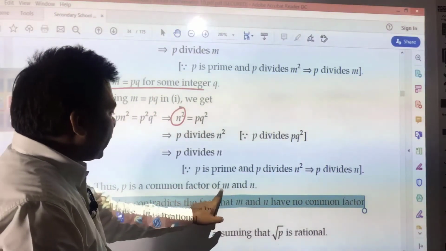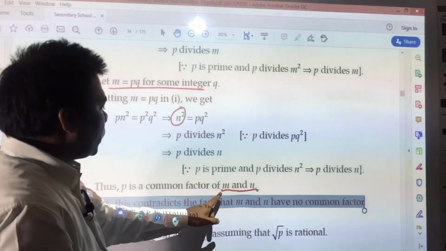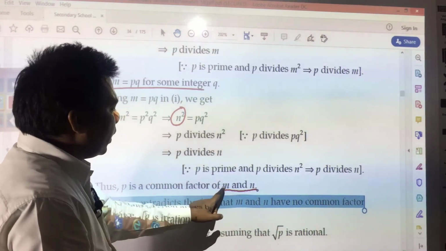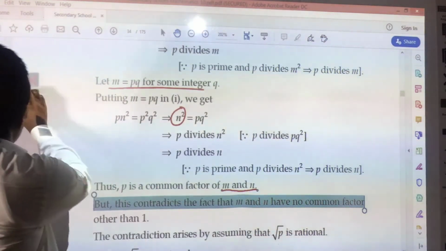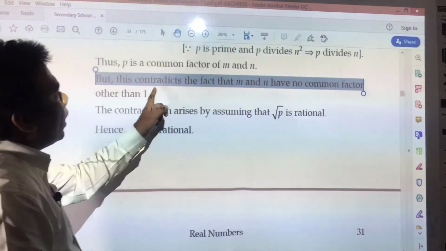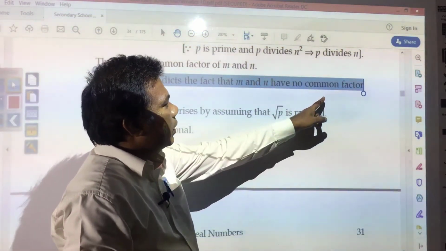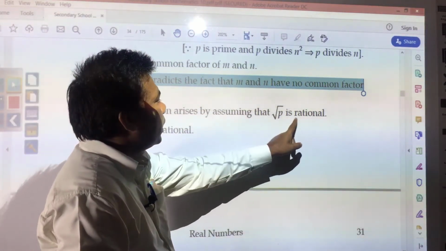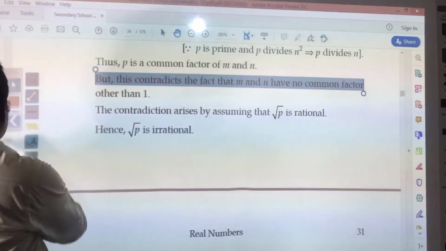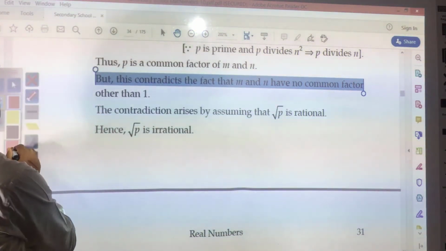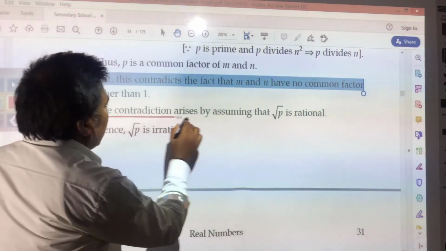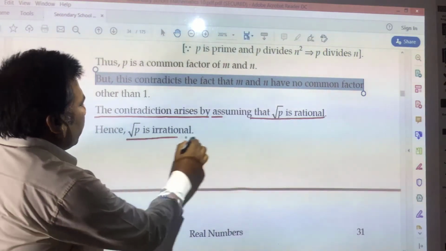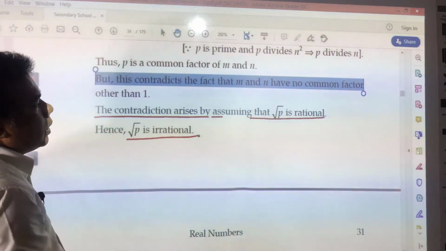Thus, p is a common factor of m and n. What does it show? That p is a common factor of m and n, because p is dividing m as well as n. But this contradicts the fact that m and n have no common factor other than 1. The contradiction arises by assuming that root p is rational. Why is there a contradiction? Because the assumption we had made is wrong. So, the contradiction arises by assuming that root p is rational, and hence root p is irrational. In this way, this is what was required to be proved.